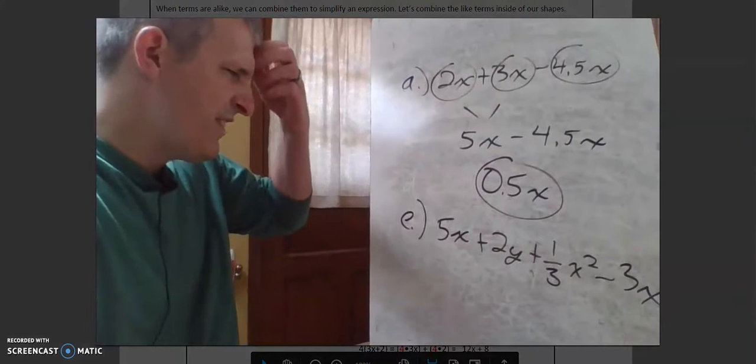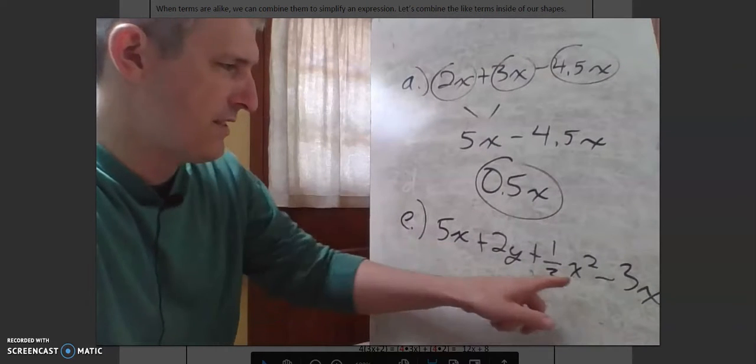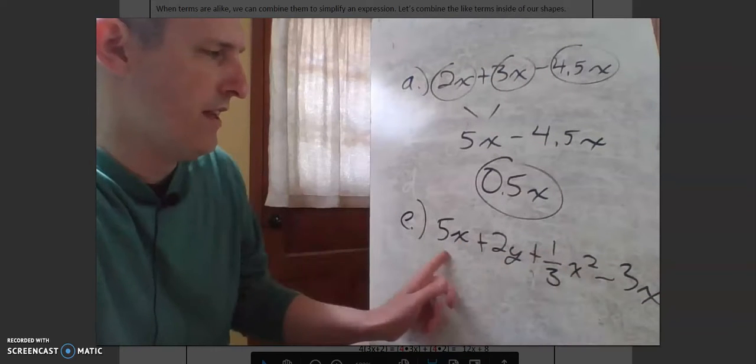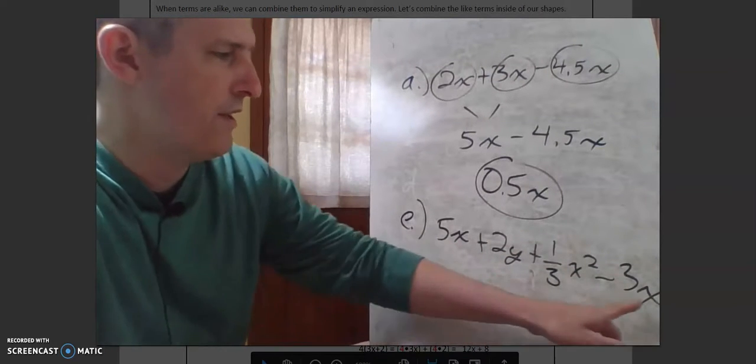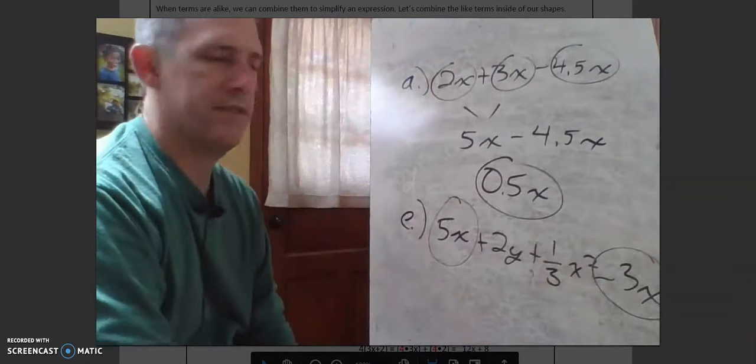All right, do we see any like terms? Okay, well this 5x kind of looks the same as this x squared, but since this is only x and this is x squared, they're not like terms. Okay, the x and the y, they're not like terms. So really the only like terms we got is this 5x and this minus 3x.